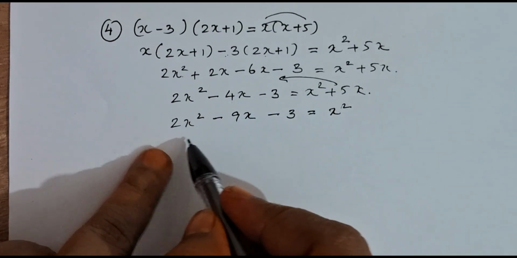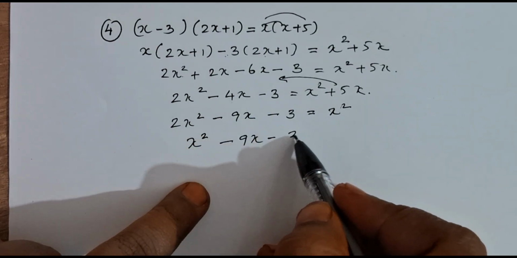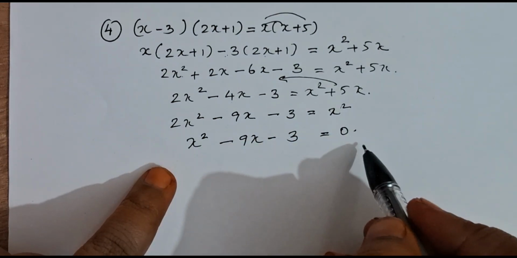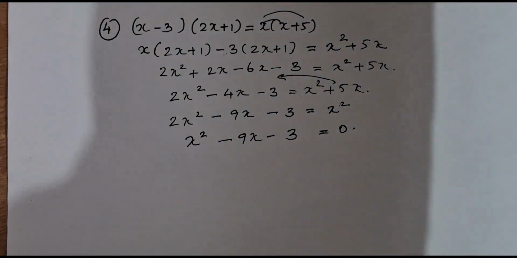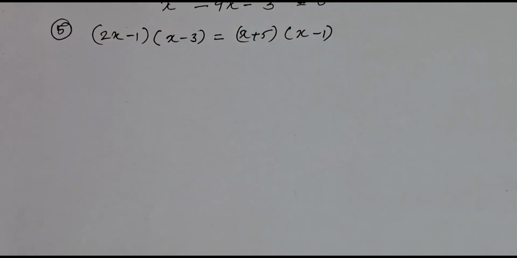So now we will finally write the answer. 2x square minus x square becomes x square minus 9x and minus 3 is equal to 0. So this is also a quadratic equation. So from this we can make out that it is a quadratic equation. Now let's see the next question.